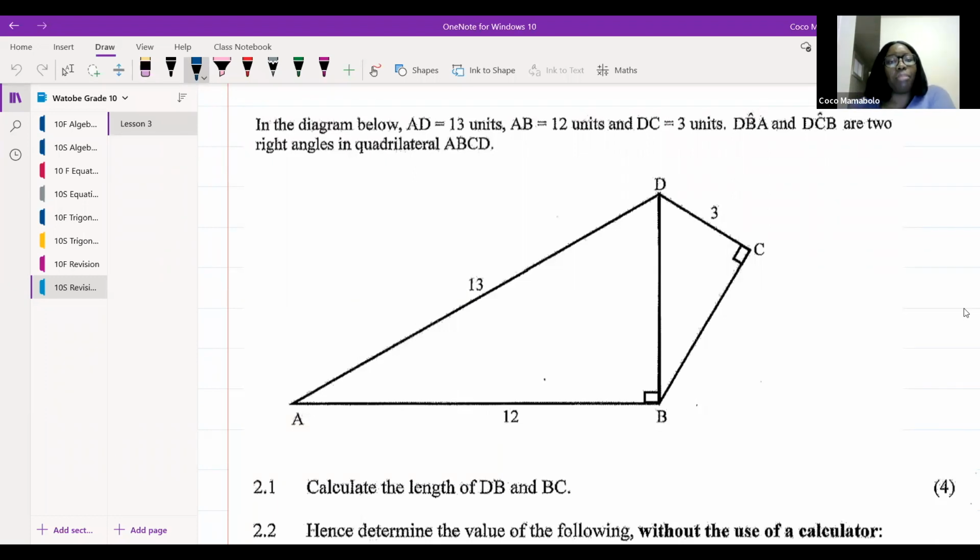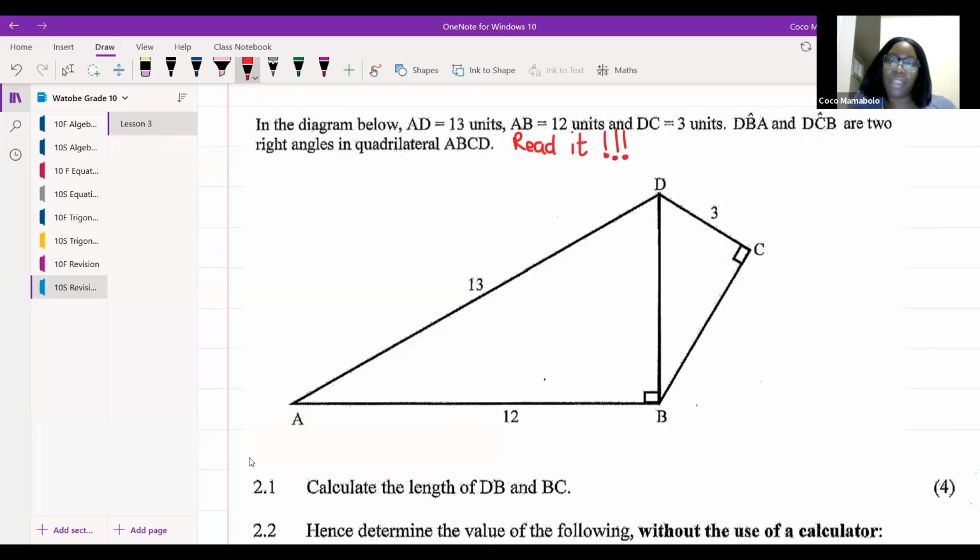It says, in the diagram below, AD is equal to 13 units, AB is equal to 12 units, and DC is equal to 3 units. DBA and DCB are two right angles in quadrilateral ABCD. Now, I know that the diagram shows like it has everything, guys. But what I need you to do is, if they give you this top part over here, please read it. Okay, read it.